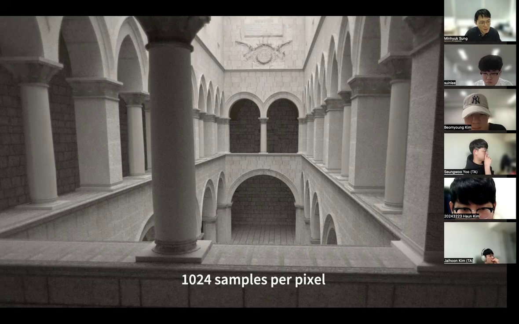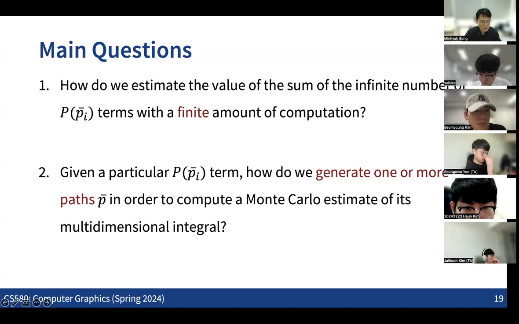So the two main questions in the path tracing system are: how do we estimate the value of the sum of the infinite number of these peak terms with a finite amount of computation, with the best quality? And also, given a particular peak term, how do we generate one or more paths to compute the Monte Carlo estimate of the multi-dimensional integral? Those are the two main questions to make an efficient path tracing system.